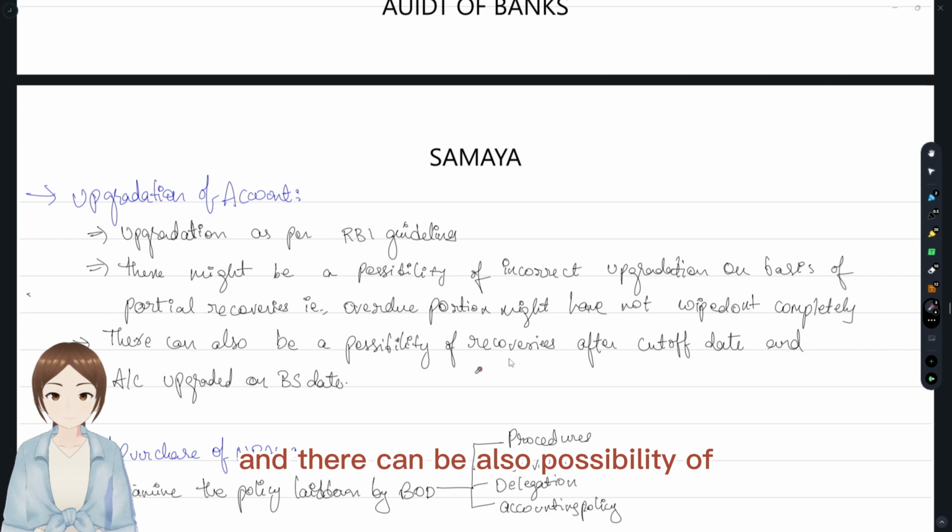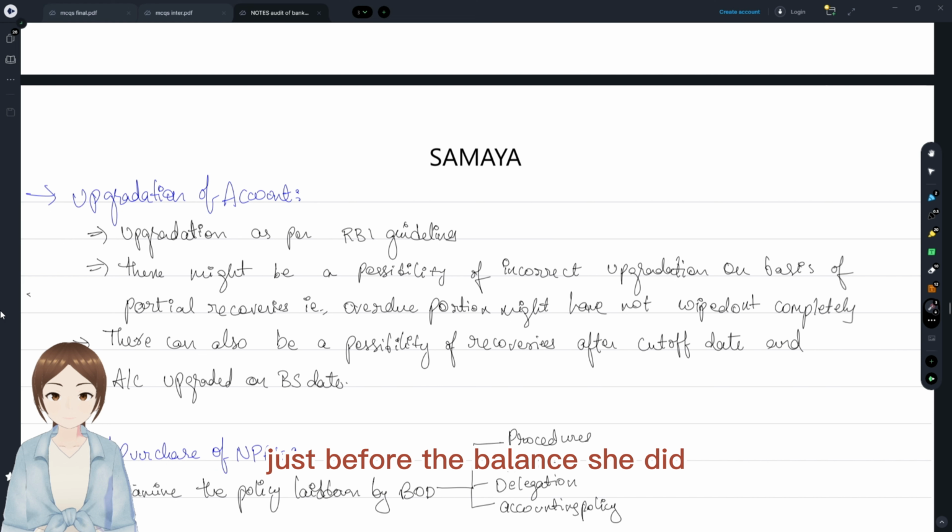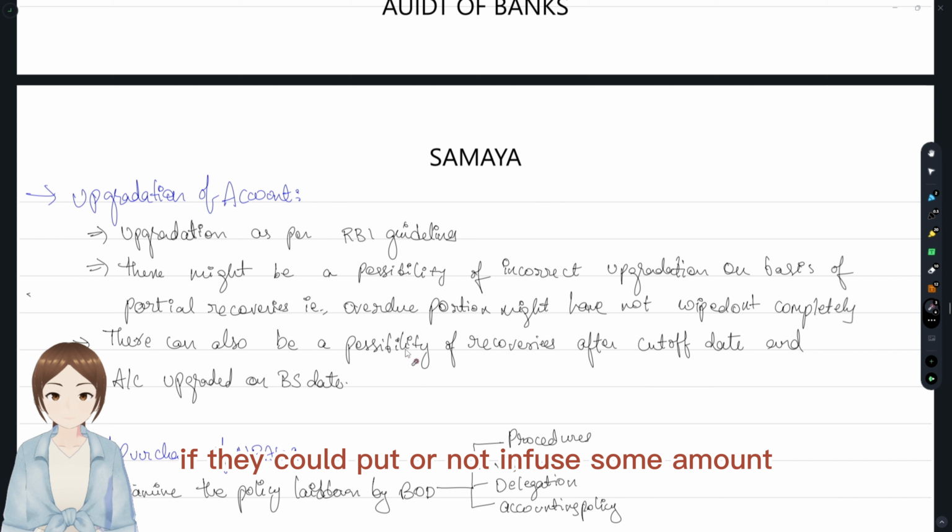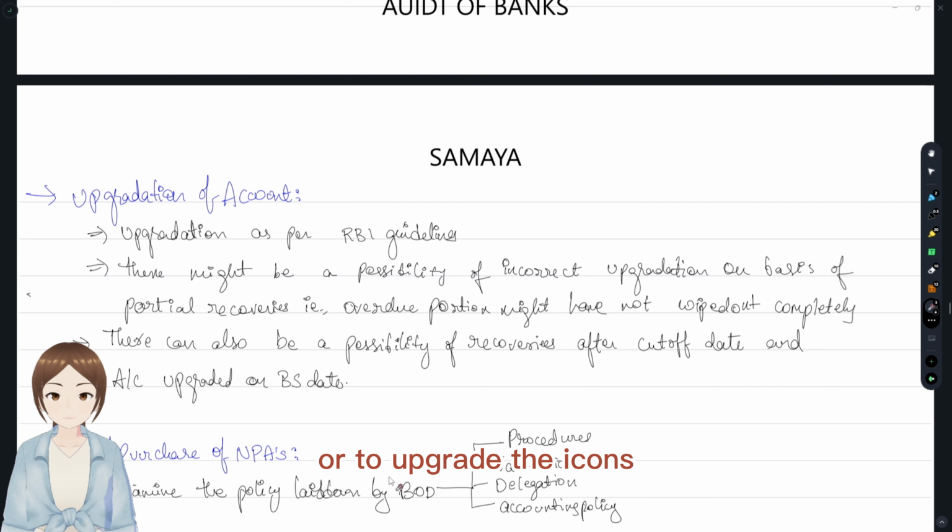And there can also be the possibility of recoveries after the cutoff date, and that is only for window dressing, just before the balance sheet date, if they could infuse some amount to not make it an NPA or to upgrade the accounts. You also have to check for that.